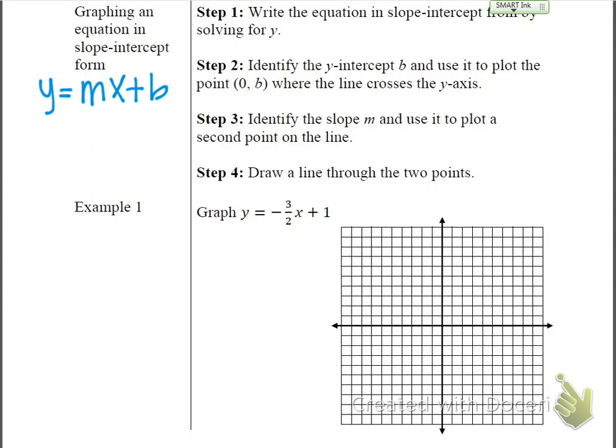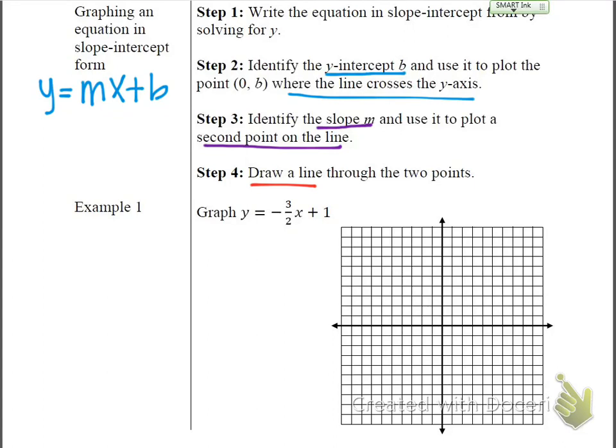So then our next step would be to identify the y-intercept, which is b, and plot the point where the line crosses the y-axis. So your y-intercept is going to be right on the y-axis. Step 3, you're going to identify the slope, which is m, and use that to plot a second point on the line. And remember, you're not starting from 0, 0 when you're counting the slope. You start from the point you already made. Then 2 points is good enough, so you're going to draw a line through both of those points.